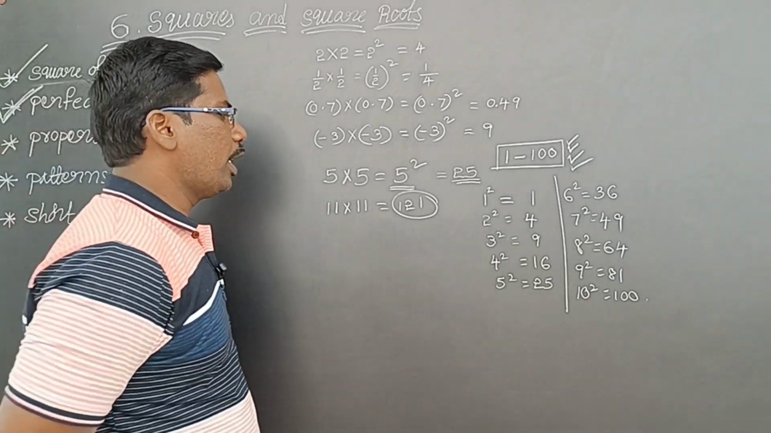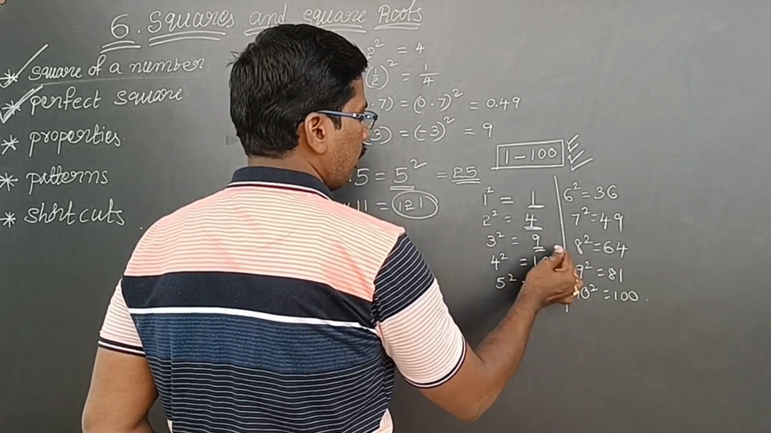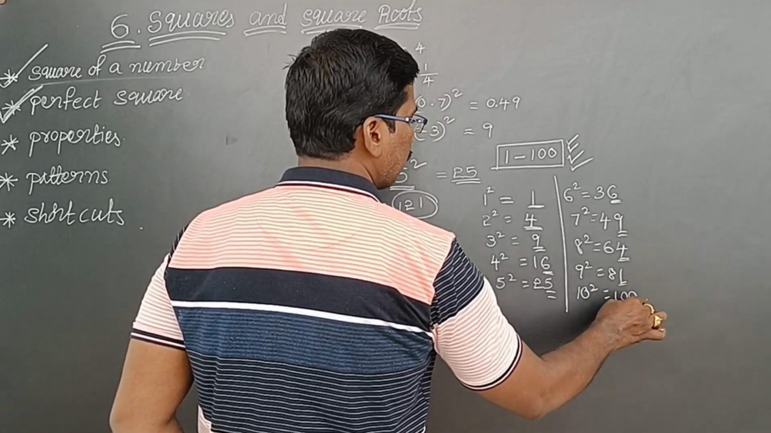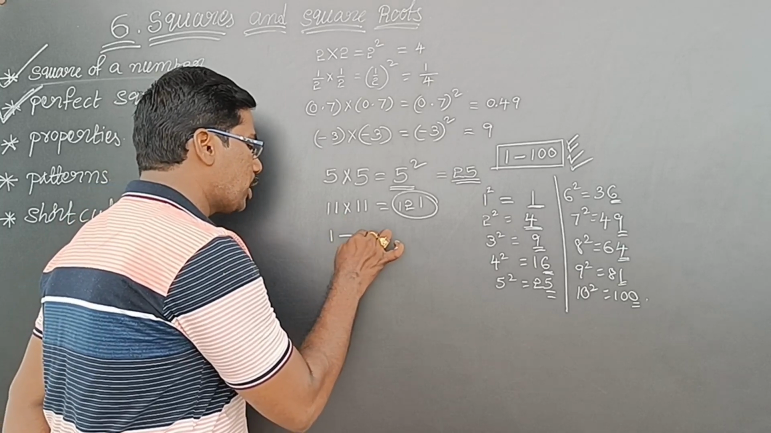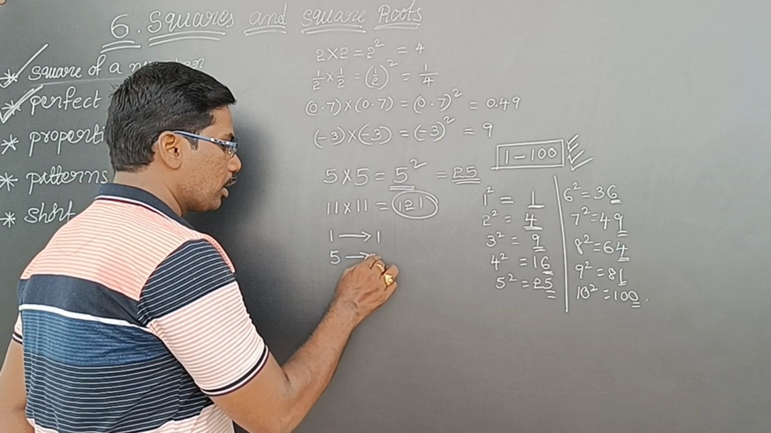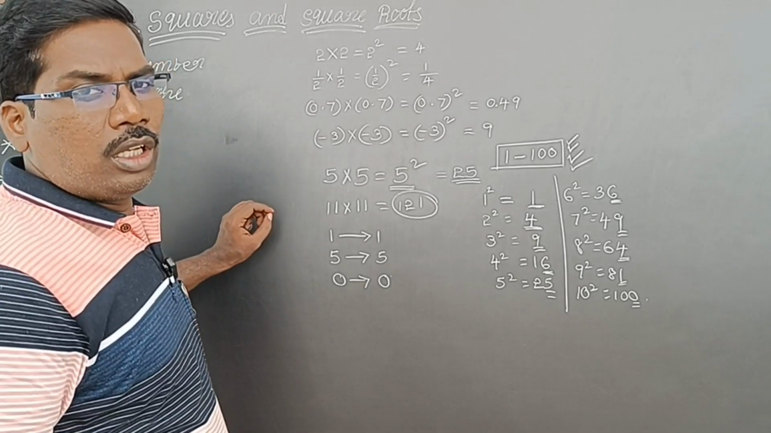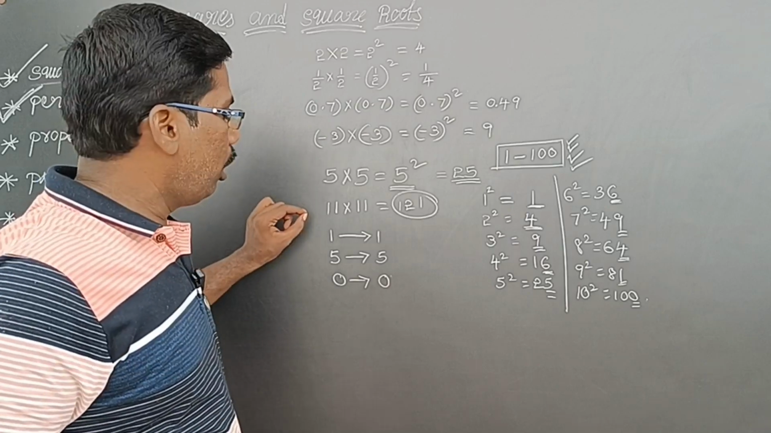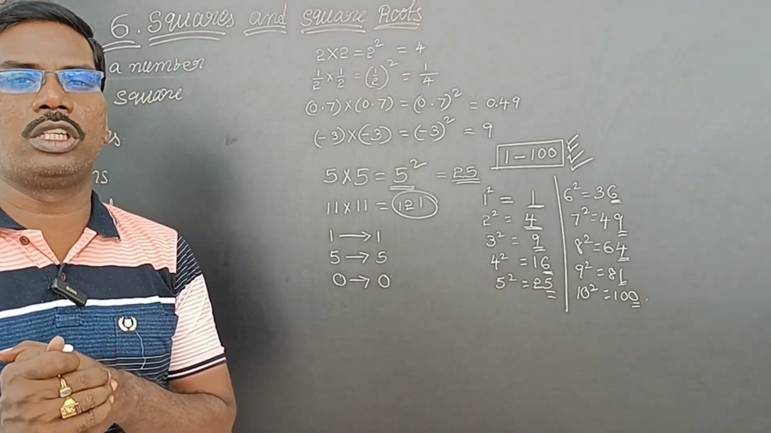Now, if you observe clearly, the units places are 1, 4, 9, 6, 5, 6, 9, 4, 1, 0. Means, for 1 square, 1 only. Units place, if 1 is there, then the answer is 1 only. If 5 is there, then our answer also 5 only. If 0 is there, then answer is 0 only. Means, in the number you are taking, if the units place is 1 or 5 or 0, then the same digit will be there in the square number, the perfect square also, isn't it?